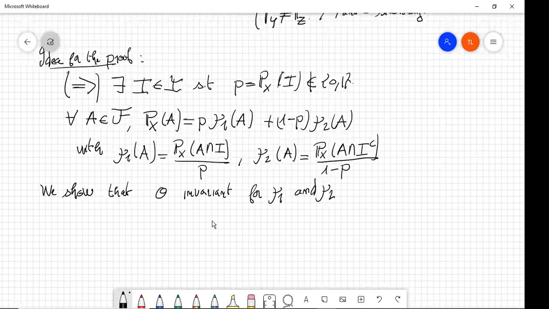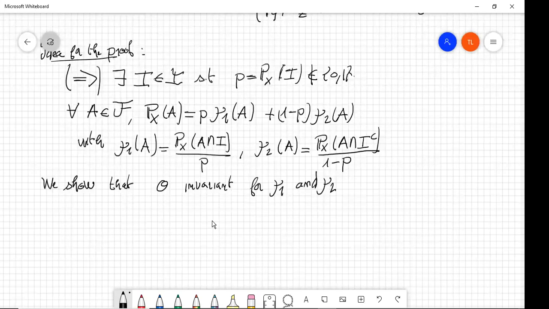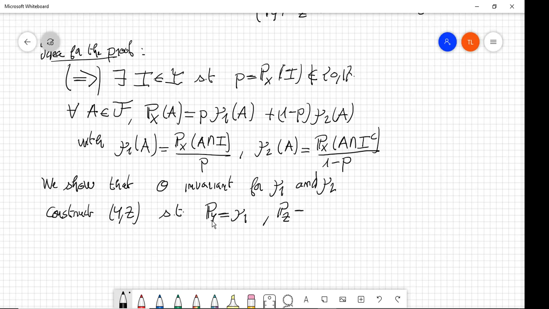And then you can construct a stochastic process Y, Z, such that the probability distribution of Y is equal to mu1 and the probability distribution of Z is equal to mu2. And of course, the distribution of these two stochastic processes will be different because they are not supported by the same set. One is supported by I and the other by the complement of I.